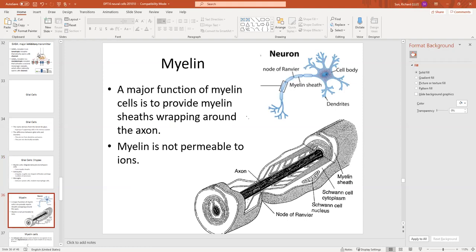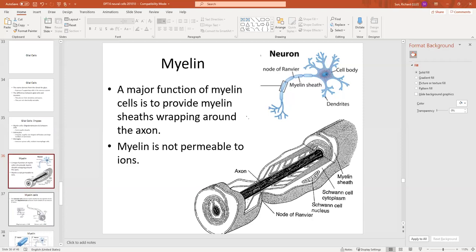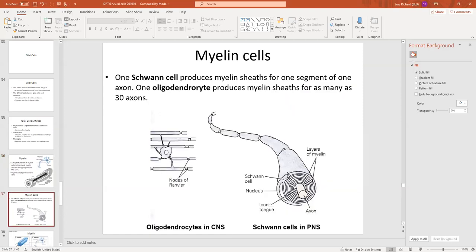They form myelin. So here is the axon wrapped by the myelin. It's not entirely wrapped. You can see the myelin, but there is a space open, not wrapped by myelin. This is called node of Ranvier. Myelin is not permeable to ion. Myelin basically is the membrane wrapped around and around and around. So here, for example, this is the cell and its extended membrane just wrapped around the axon. So you can see this has multiple layers of phospholipid.